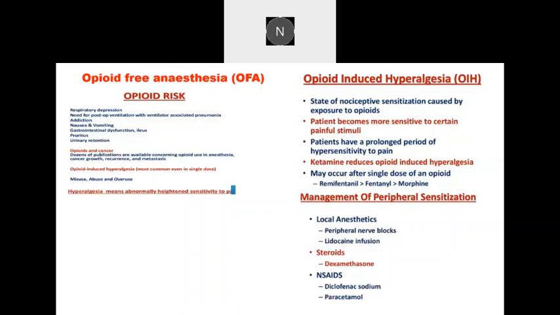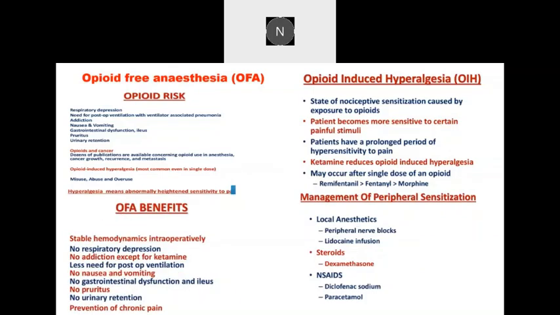So you have to switch over to non-opioid drugs. And this is how the management of peripheral sensitization of the nociceptive nerves is done. Local anesthetic agents, steroids, and NSAIDs can be used. The benefits of OFA are no respiratory depression, no addiction. And sometimes ketamine, you know, nowadays is used as a party drug by youngsters or people who are having other addiction problems. And the next, no need for post-op ventilation, no nausea, vomiting, all these drawbacks of opioids are removed.